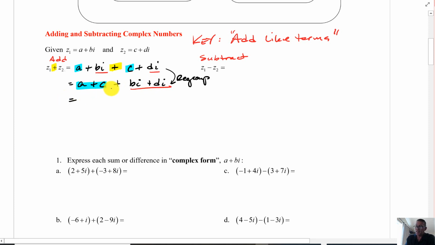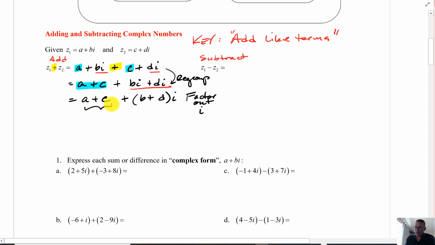Okay, so A and C are unlike, so I can't really do anything with them, so I'm just going to leave it as such. But notice these imaginary terms have I involved, and so we need to factor out the I. And so what I do is I write it as B plus D, times I. So I factor out the imaginary unit. And this is complex form.